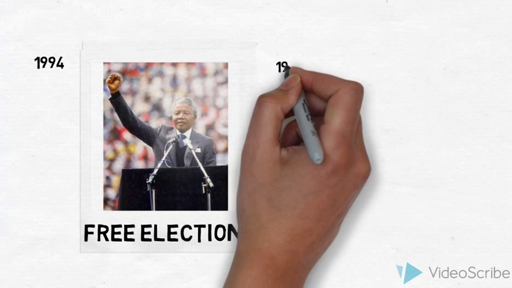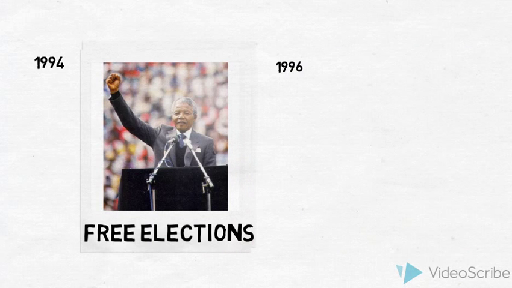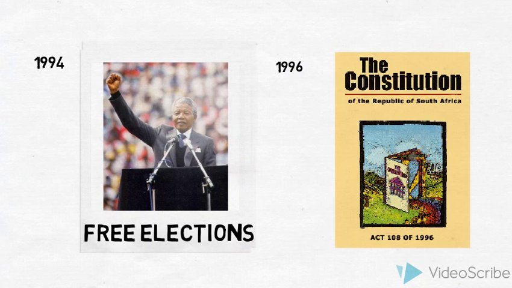And finally, in 1996, the new South African Constitution completed the process of democratization and equality for all citizens in South Africa. Due to this process, South Africa became the great nation it is today.